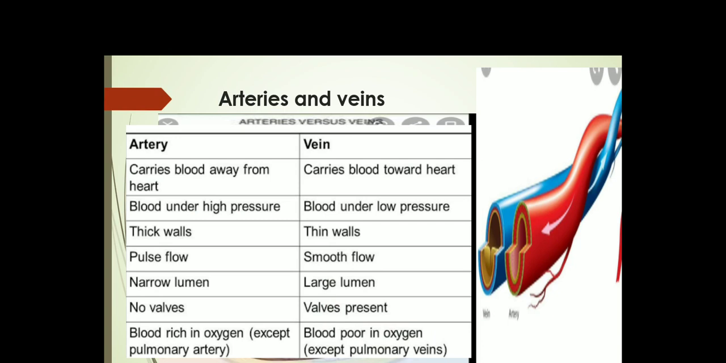There is one unique thing that you should know, that is the pulmonary artery is the artery which will carry the blood that is poor in oxygen. It means the pulmonary artery will carry the impure blood, and in the same way the pulmonary veins will carry the pure blood. Just opposite. Pulmonary artery will carry impure blood. Pulmonary vein will carry the pure blood. Understand? Please try to remember this.